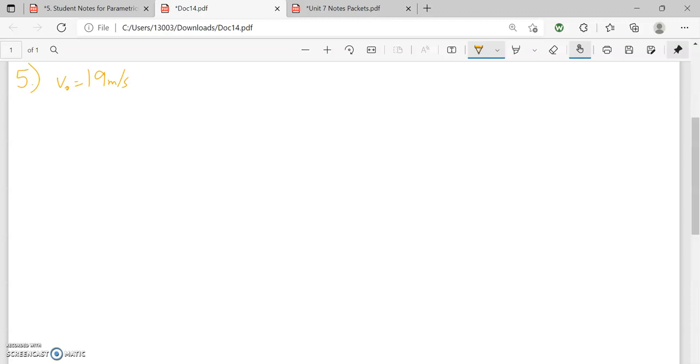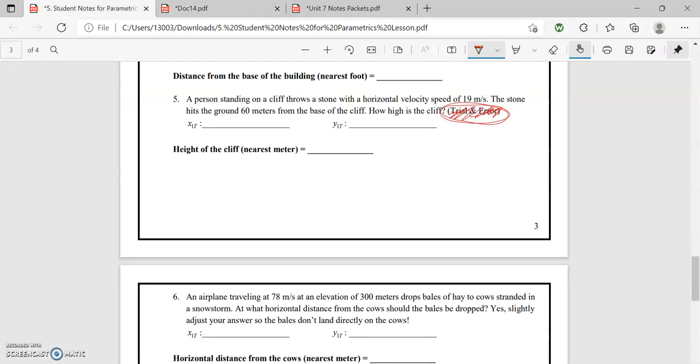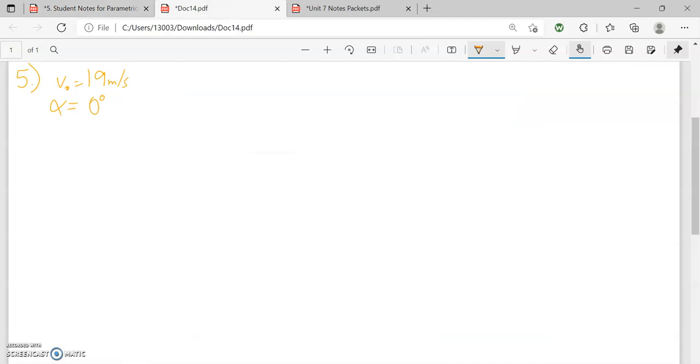Okay, and we do know alpha. Alpha, because he's launching this straight horizontally, is 0 degrees. Now, I can't call it h sub 0, and I don't know how long it is. So, like, we know 60 meters. It is meters, right? Yeah, it is metric. So we know that, but I don't really know where to put that in the known values. So we're just going to start the equations.